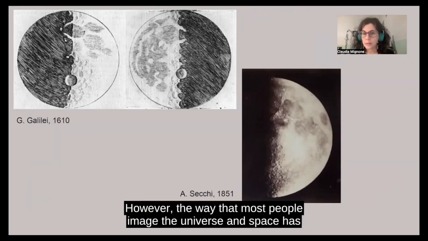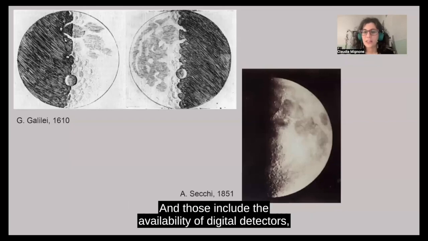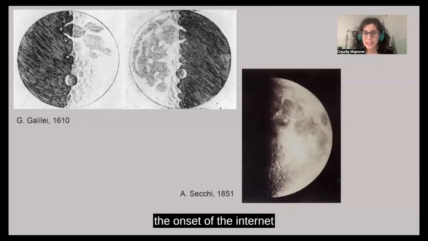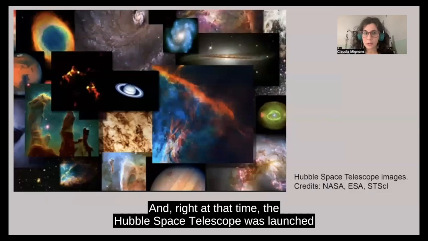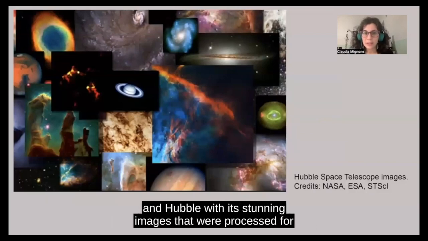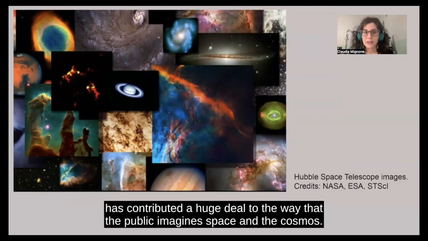However, the way that most people image the universe and space has something to do with a number of events that happened around the 1990s. And those include the availability of digital detectors, the onset of the internet, and the development of digital image software for processing images. And right at that time, the Hubble Space Telescope was launched. And Hubble, with its stunning images that were processed for public consumption and readily made available on the internet, has contributed a huge deal to the way that the public imagines space and the cosmos.